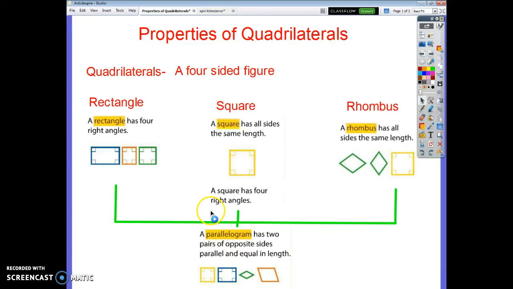Hello again, everybody. This is Mr. Lowe. Today we're talking lesson... oh, what lesson are we on? Oh, 16.3. And 16.3 is a continuation of our properties of quadrilaterals.